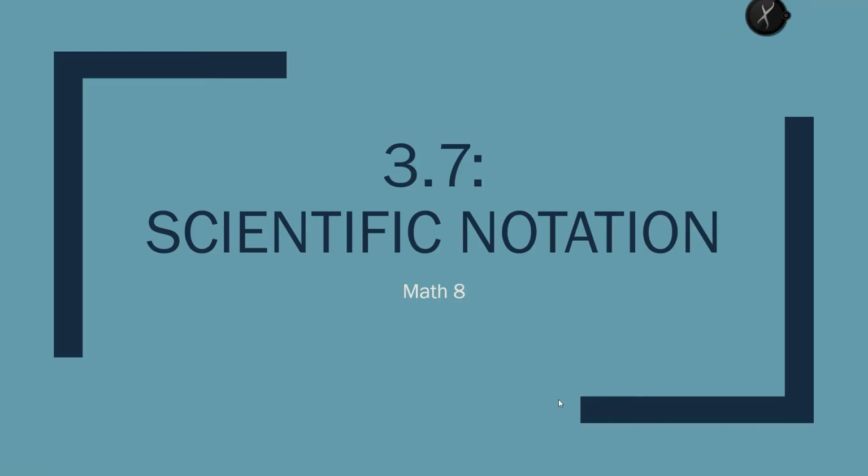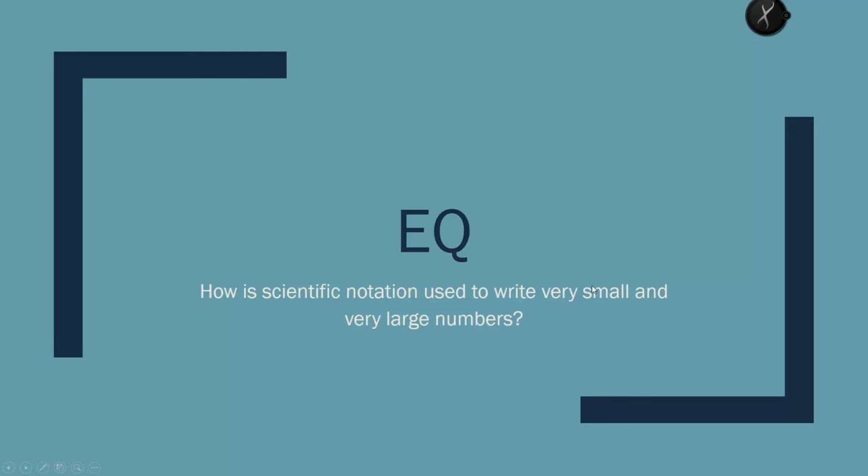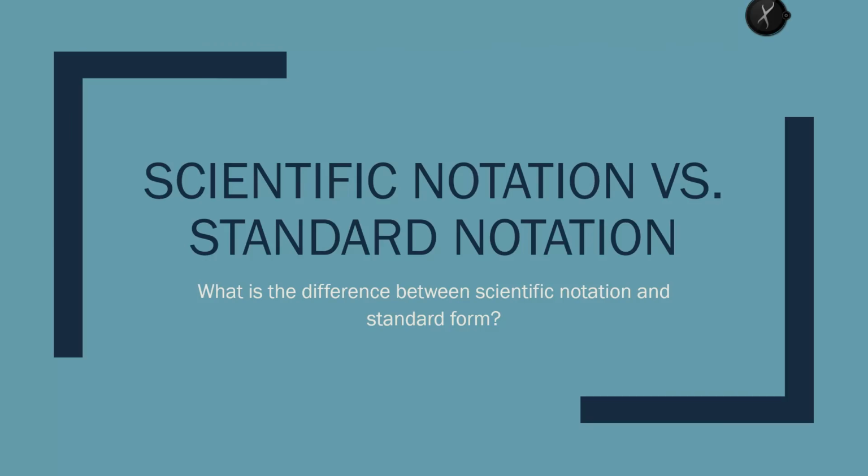Everyone, in this video, we will be talking about scientific notation. Our essential question for today is, how is scientific notation used to write very small or very large numbers? So once again, how is scientific notation used to write either very small or very large numbers?